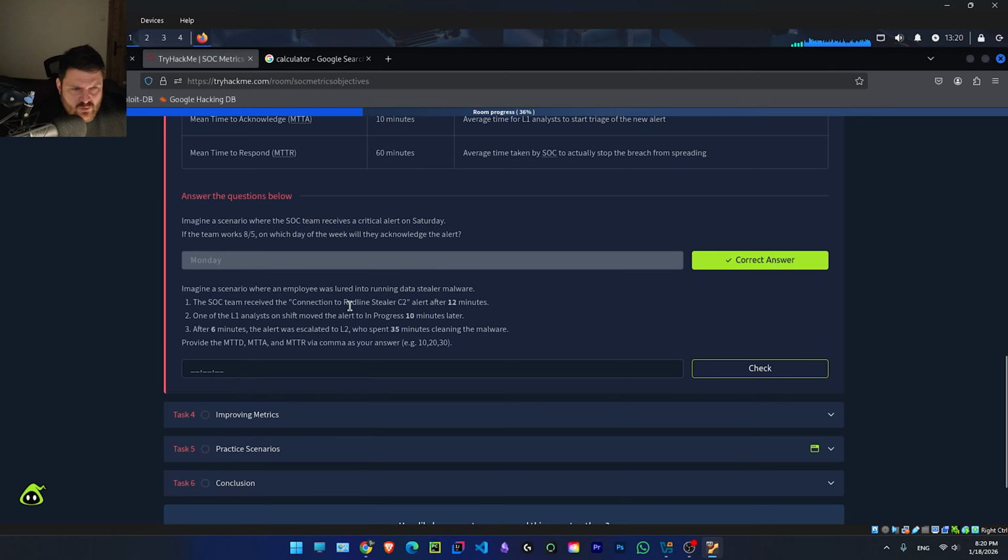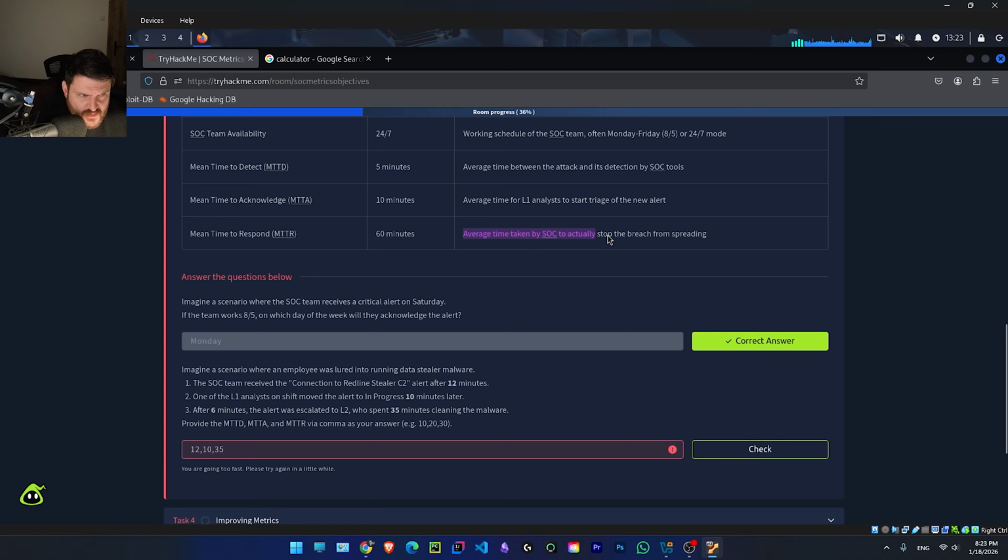Imagine a scenario where an employee was lured into running data stealer malware. The SOC team receives the connection to Redline Stealer C2 alert after 20 minutes. One of the L1 analysts on shift moved the alert to in progress 10 minutes later. After 6 minutes, the alert was escalated to L2, who spends 35 minutes cleaning the malware. Provide the MTTD, MTTA, and MTTR separated by commas as your answer. MTTR is the average time the SOC actually stopped the breach, so that's from the beginning to the end.